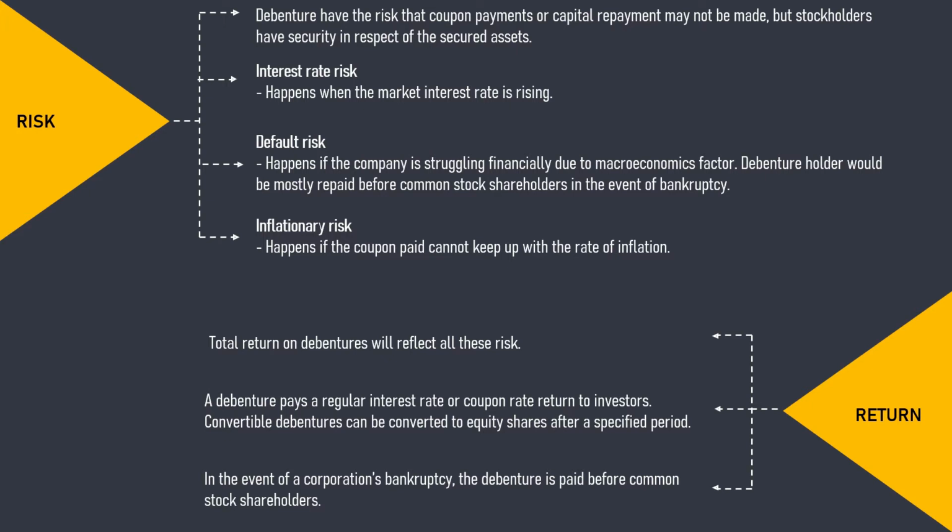The third one is default risk. Default risk will happen if the company is struggling financially due to macroeconomic factors. This may be caused by an increase in the unemployment rate and inflation. Debenture holders would mostly be repaid before common stock shareholders in the event of bankruptcy. And the last one is inflationary risk. Inflationary risk might happen if the coupon paid cannot keep up with the rate of inflation going up and down.